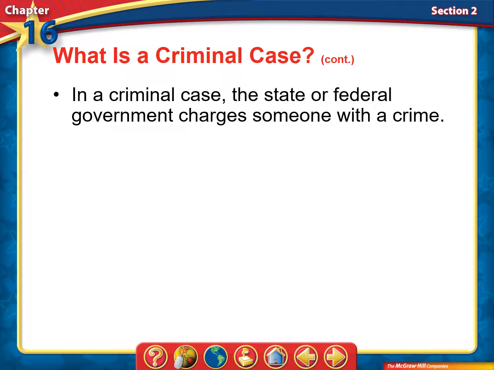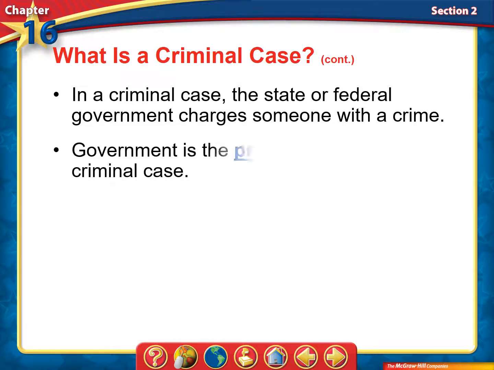So in a criminal case, the state or the federal government is the plaintiff, like we've learned. They are the accuser charging someone with a crime, and the government serves as the prosecution. And so the prosecution is the party who starts the legal proceedings against another party for violating the law. And so the prosecutor is the one, again, accusing the individual or group of a crime.